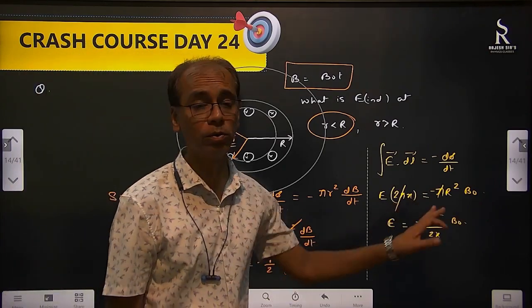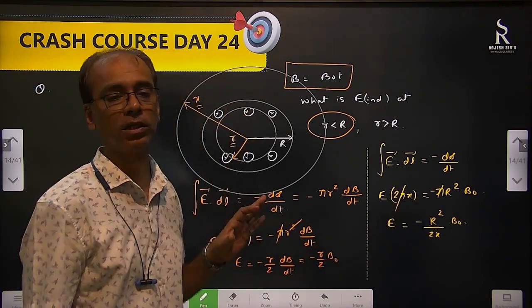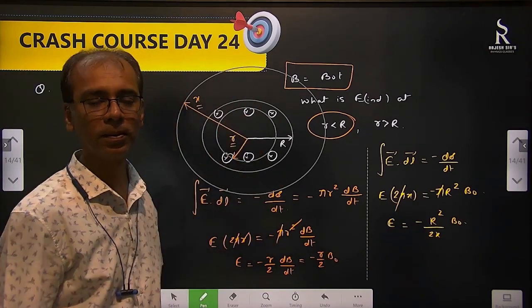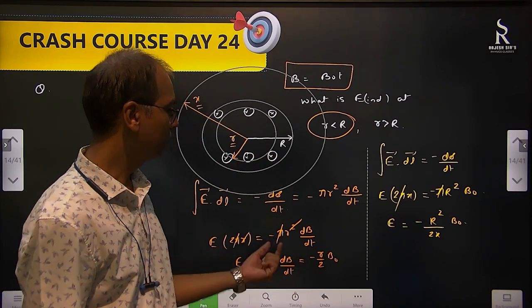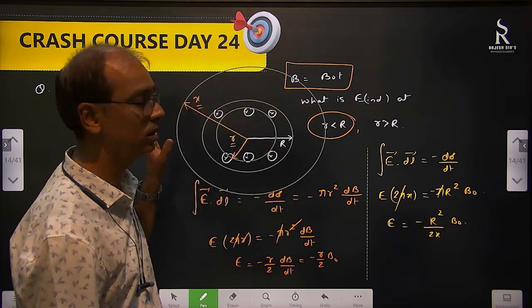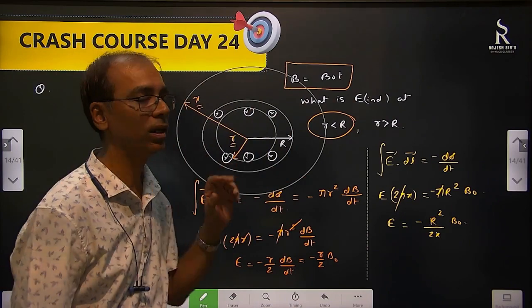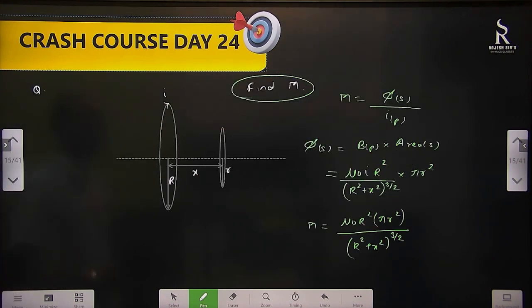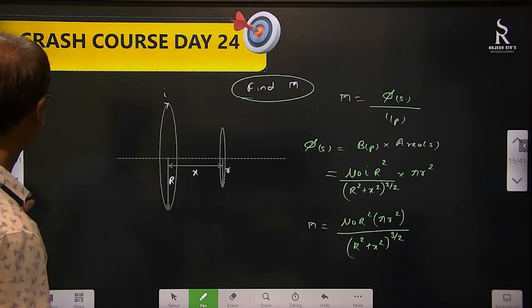So which area do we have to take? The area through which the flux is changing. In the previous case we took the smaller one because flux was changing through it. But here, is the magnetic flux changing through the bigger area? No. That's why you have to take only that area through which magnetic flux is changing. So we have taken πR² and not πx². This is how the induced electric field is found. This question we did anyhow.